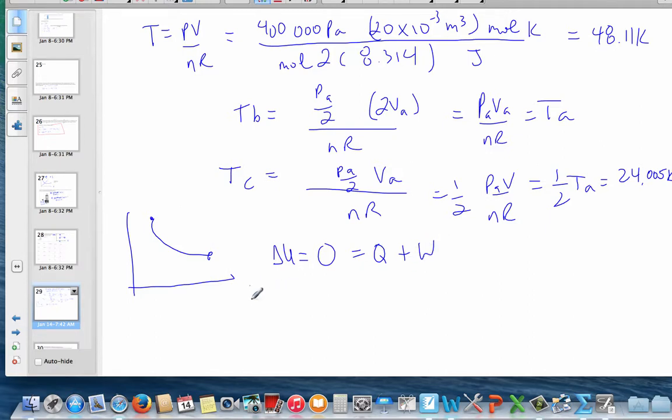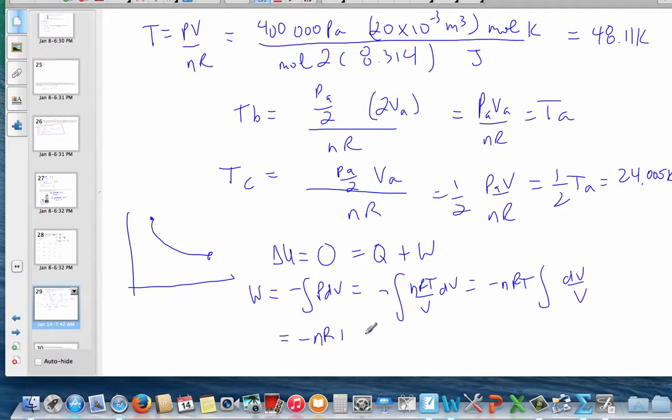Now, the one that we can find easily is the work, because work is integral P dV, but of course, pressure is nRT over V, and then temperature is a constant, so it gets pulled out. And as we saw, this is a log. So this will be the ln of the final over initial volume. Okay, now I just went through that derivation again, just because it's always good to start from first principles.